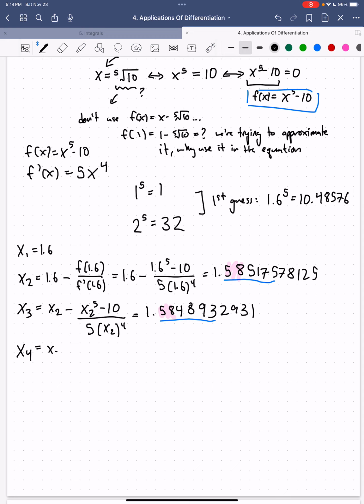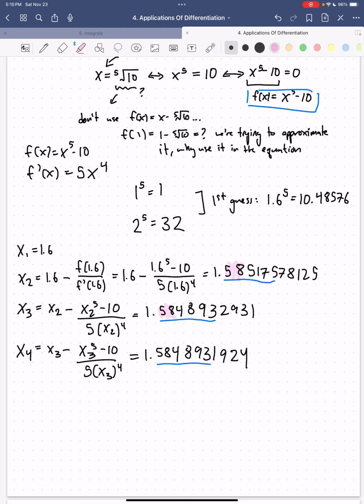We'll use the same formula. It's just the previous guess minus f at the previous guess over f prime at the previous guess, which in this case is 5 x3 to the 4. Putting that in a calculator, what we get is 1.584893194. And if we look again at these first 6 decimal places, we see that we now totally match. That means we've finished finding our approximation.